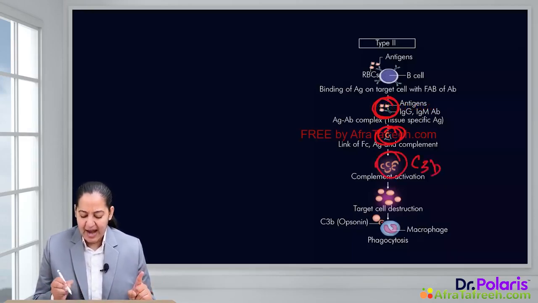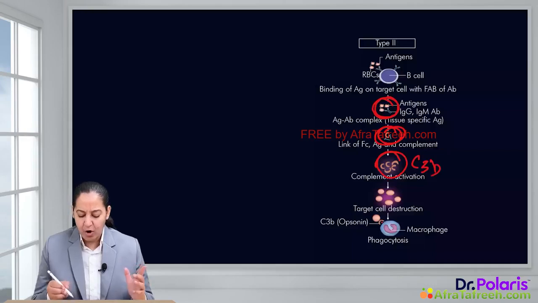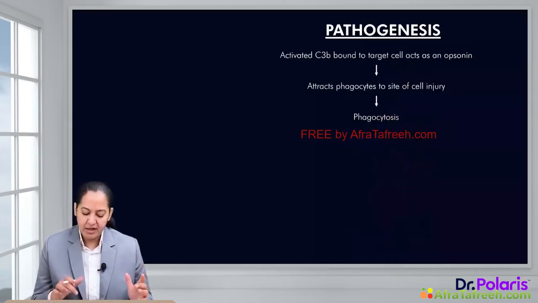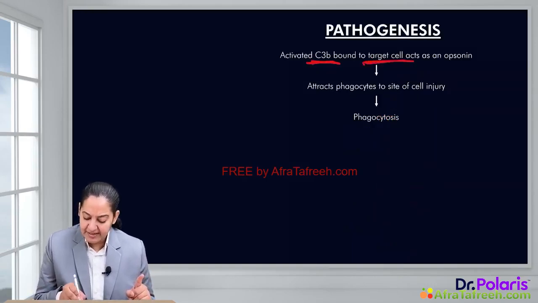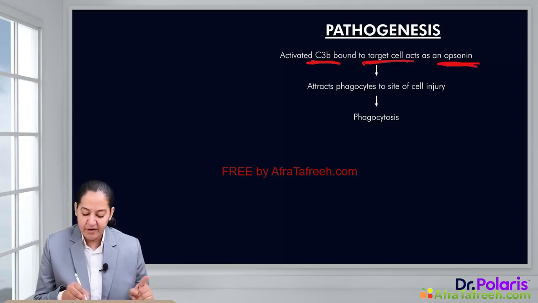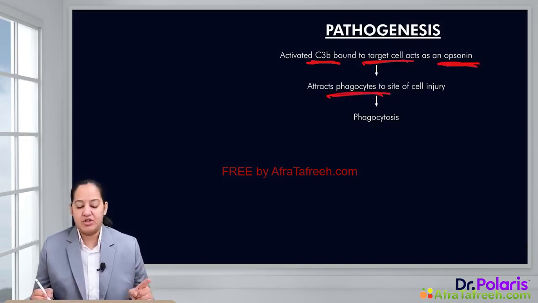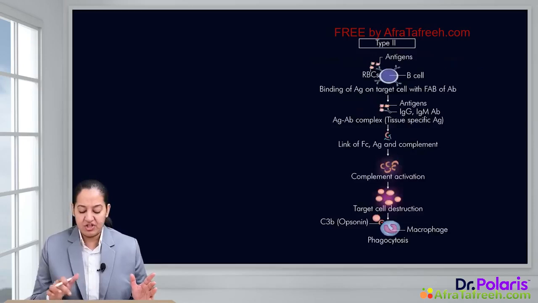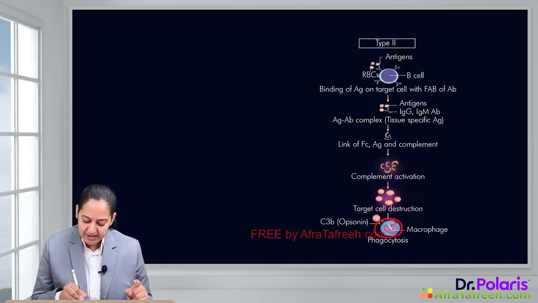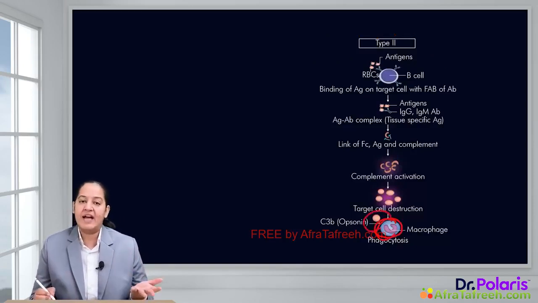C3b, and antigen-antibody complexes along with complement formation will take place. Now the activated C3b will bind to the target cell as an opsonin and it will attract the phagocytes for the cell destruction. Now the phagocyte will come and cause phagocytosis. This is how host destruction, host injury takes place. So you can see in the end, this is the phagocyte which is coming, which is causing the phagocytosis of the target cell along with antigen, along with antibody and along with the complement.